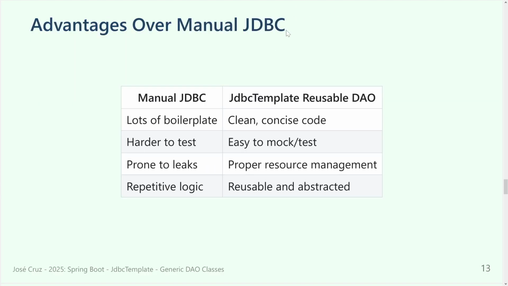Advantages over manual JDBC: lots of boilerplate using the manual approach. With the reusable DAO, it's clean and concise code. Manual is harder to test; the reusable one is easy to mock and test. It's already done, you test once and that's it. Manual is prone to leaks, with a lot of duplicated code. It can fail. The reusable one, after it's really tested, has proper resource management. Manual has a lot of repetitions, associated with lots of boilerplate, while the reusable one is abstracted.